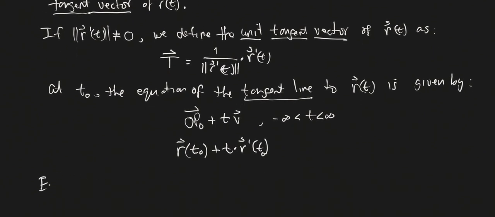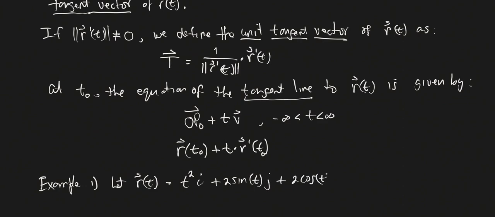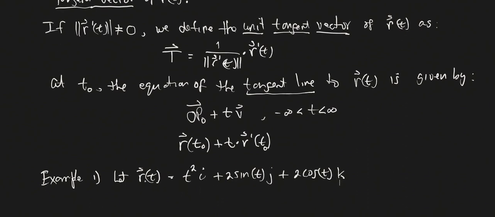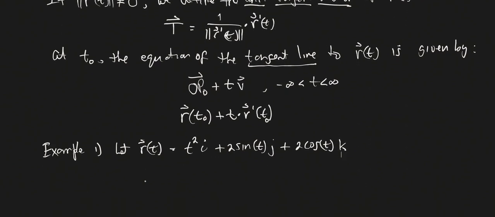So let's start with example 1. And so let r of t be equal to, and I'll write this vector function in terms of the standard unit vectors. So t squared i plus 2 sine of t times j, plus 2 cosine of t times k. So here's our vector function, and let's first find the tangent vector and then the unit tangent vector.